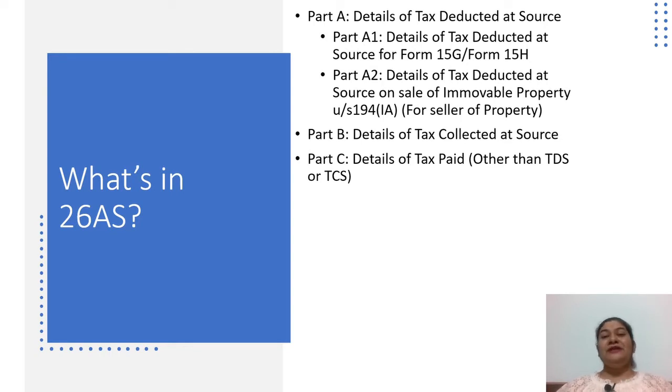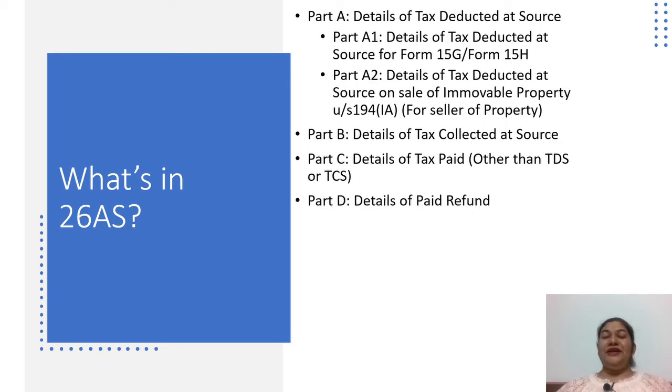Part C. Part C is the detail of tax paid other than the TDS and TCS. Now, suppose you yourself have paid certain advance taxes to the income tax, or you have paid certain taxes under self-assessment tax. That is, when you're filing the return or at the end of the year, when you find out while doing the calculation that you have paid less taxes, you have to pay those taxes through self-assessment mode. So if you have paid any of those kinds of taxes, those will be reflected in part C.